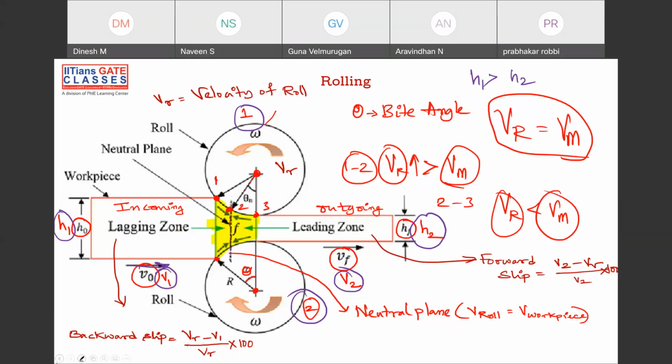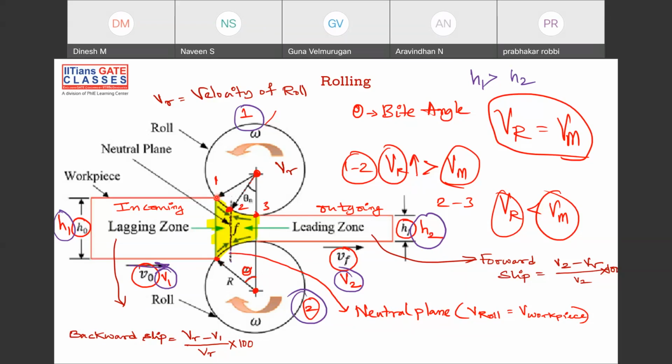So the entry is happening at exactly this location, and the exit is happening at exactly this location, but everything in between is where the deformation is happening. In that, this is the point. So let me take either the top or bottom. You can take any roller, but I'm taking the top roller.